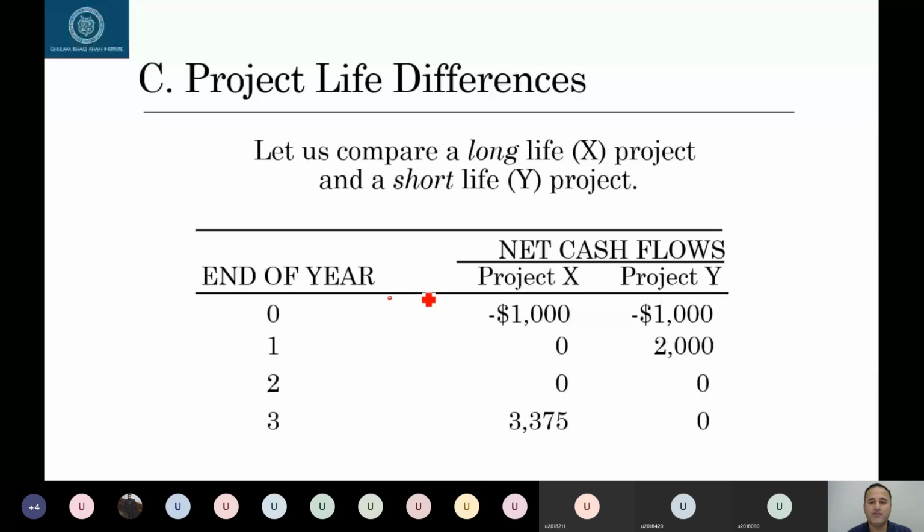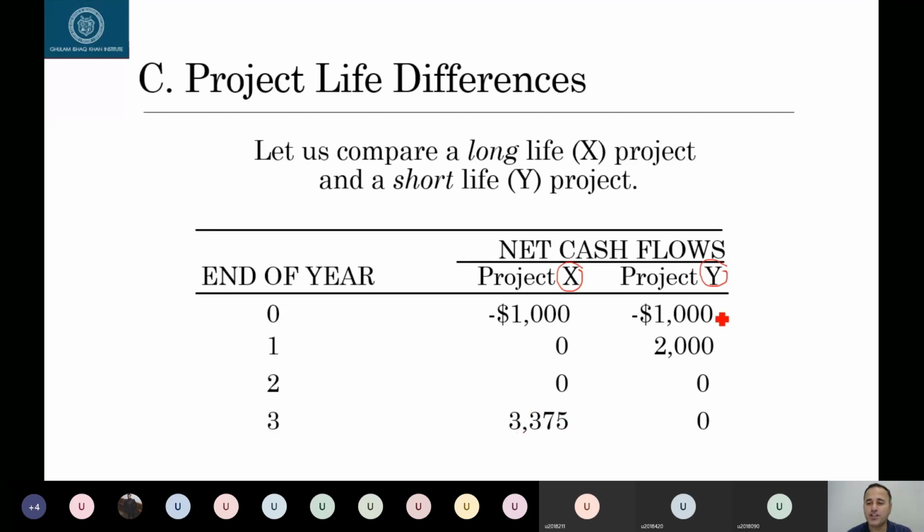Okay, project life differences. So this is the third difficulty that we face in project evaluations. For example, let's say we have a project X and we have a project Y. So project X, if you see, my initial investment is $1,000. In first year and second year, I do not get anything. The first cash inflow is in year number 3, which is $3,375.